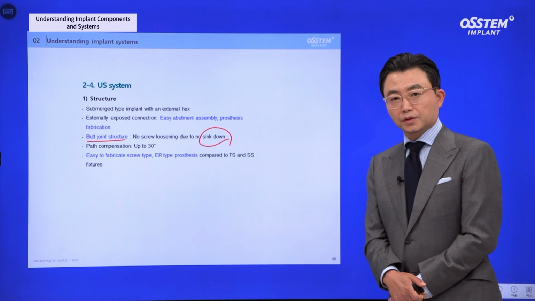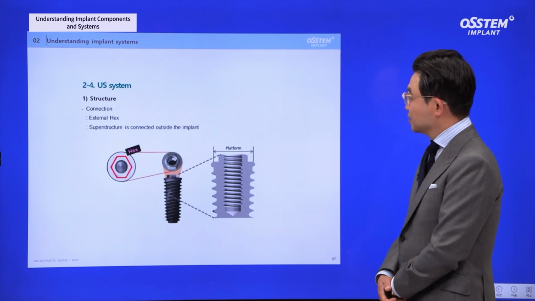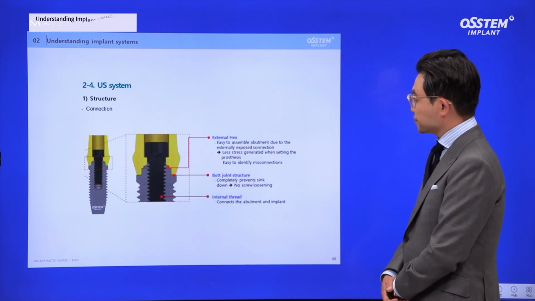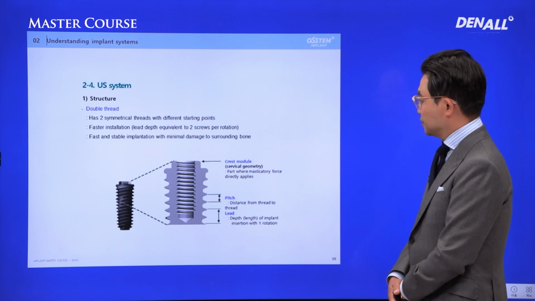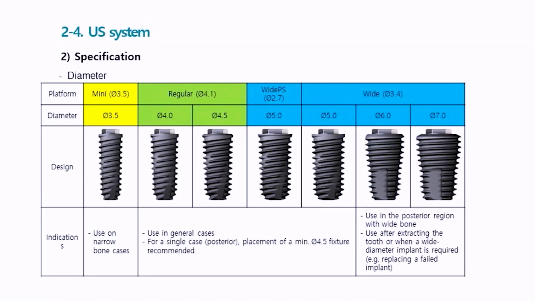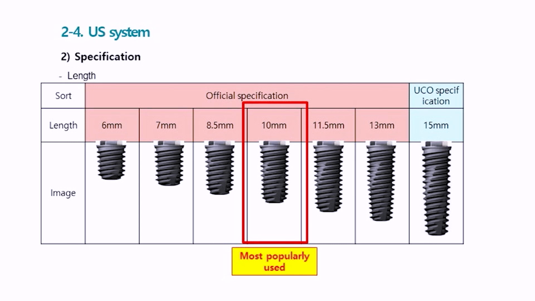So mini, regular, wide, these platforms are available, and because there are different platforms, you need to find the matching abutment and healing abutment. Generally, 10 millimeters is the most popular. And again, the 3 lineups are the ones that are most popular. 1-stage and 2-stage surgery, again, are all possible.